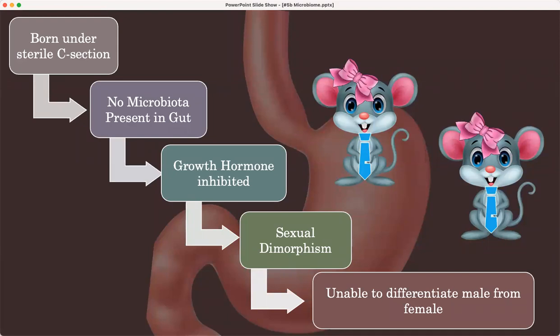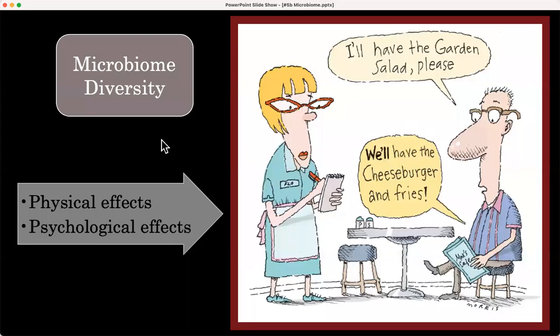They took mice and delivered them by cesarean section, and they kept it under very sterile conditions so that after birth, no microbiome got into the gut. And what they found was that the growth hormone was inhibited, and they developed sexual dimorphism, which means that they couldn't tell the difference between male and female. So both looked the same, male and female, and it didn't matter what was on the chromosomes. Okay. So there are physical effects, and then there are also psychological effects based on the microbiome diversity.